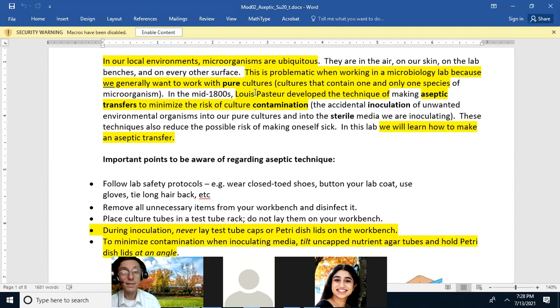And Louis Pasteur developed a technique for making a pure culture, but his technique was not very easy, and we'll talk a little bit more about that later. He also developed the technique of using aseptic transfer to minimize the risk of contaminating your culture, adding accidental bacteria and other microbes to the culture so it's no longer pure. That's what we mean by a contaminated culture. Anyways, we'll learn how to make aseptic transfers in this lab.